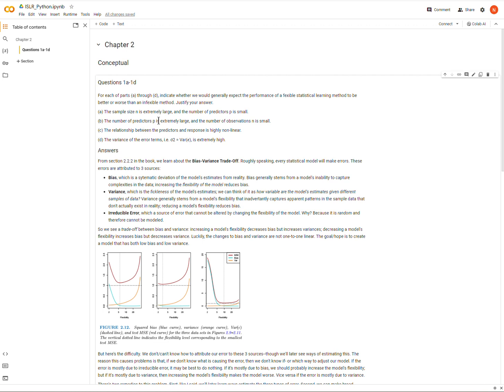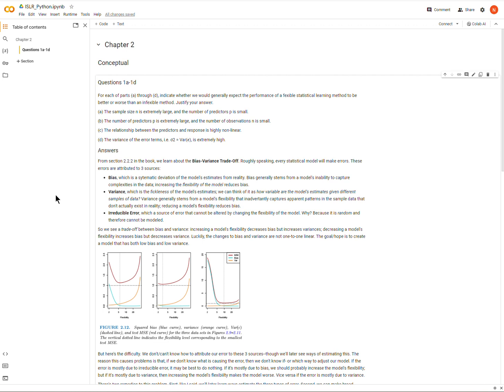What I just said may not make any sense if you haven't looked at the chapter or watched the lectures, so hopefully you do that, but I'm going to try to give enough background here to get you through my answers. In section 2.2.2 of the textbook, we learn about the bias-variance trade-off, and roughly what this is describing is the following.